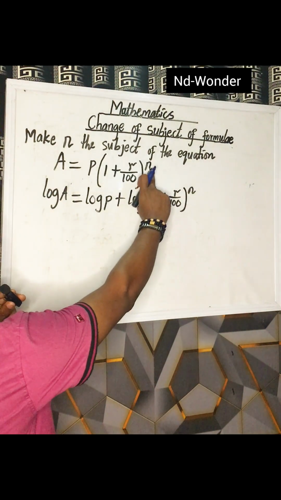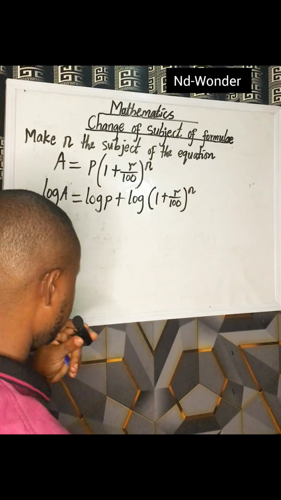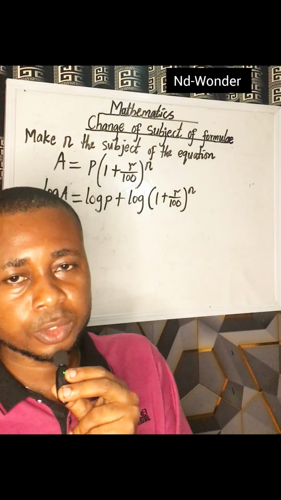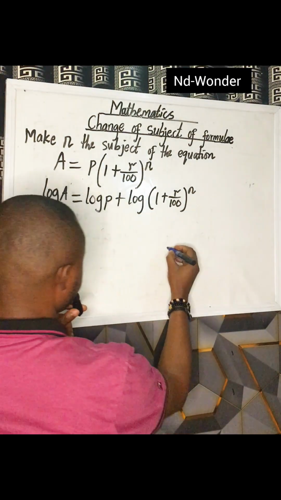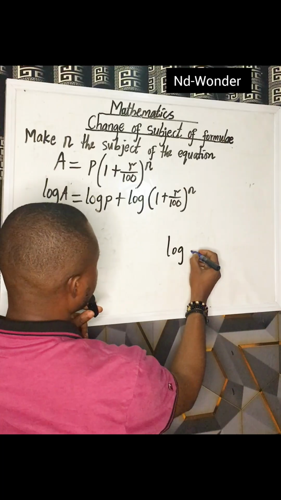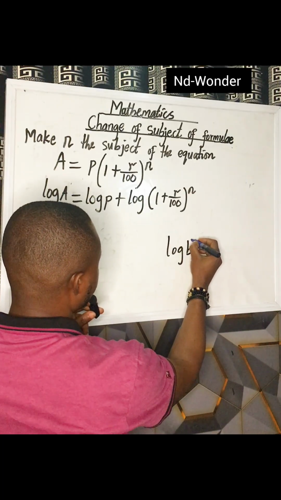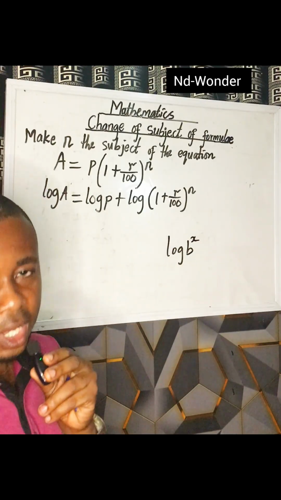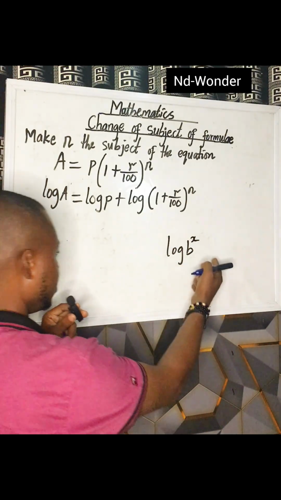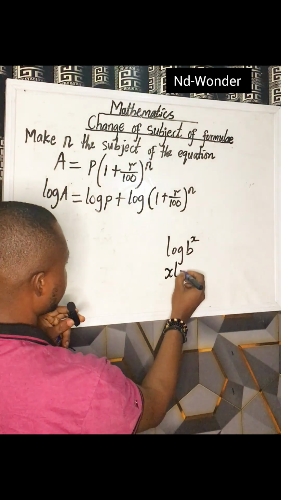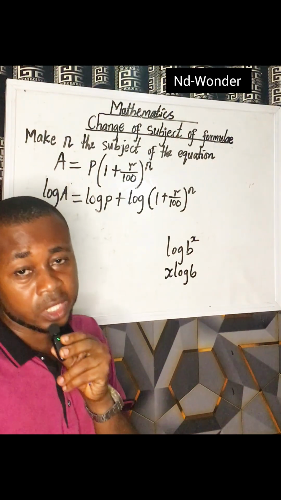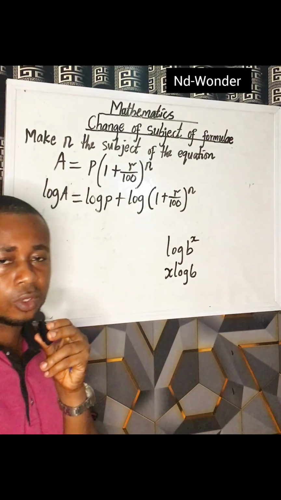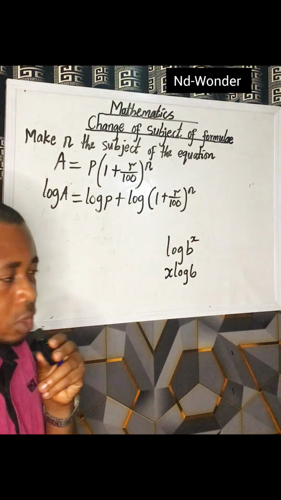Take note, we are to make n the subject of this equation. Then the next approach is to introduce the power rule. In your power rule, let's take for instance I have log of b exponent x. So this x comes as the coefficient of this log b. So what I have becomes x log b. Do we need anything of such here? Yes, we do. So this n comes as the coefficient of log 1 plus r over 100.